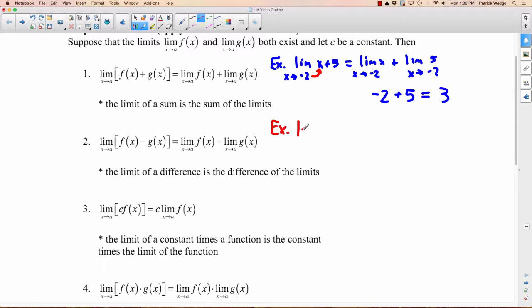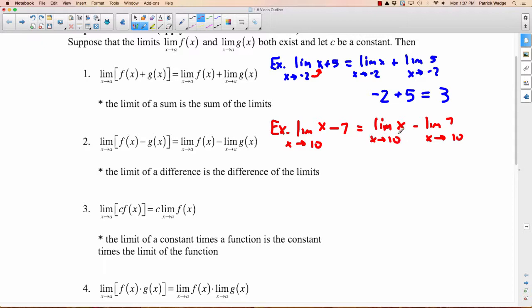The limit of x minus 7 as x approaches 10. Well, this property tells us we can again split those two terms up and apply the limit to each one. So we'll have the limit of x as x approaches 10 minus, since it was minus here, it'll be minus here, minus the limit of 7 as x approaches 10. Okay, so now we can evaluate each limit individually.